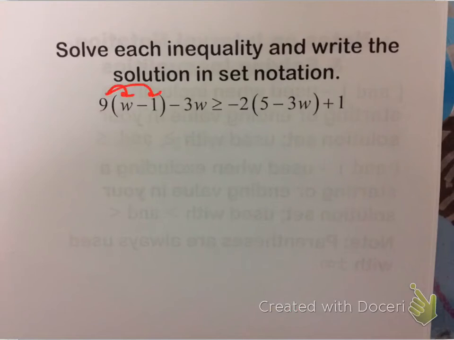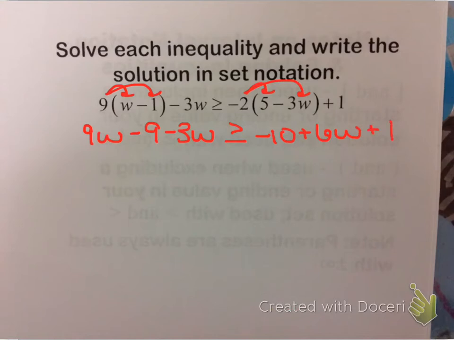So I distribute and get 9w minus 9. And then I distribute over here and get negative 10 plus 6w. And then I combine my like terms, and I get 6w minus 9. And this time, when I start trying to move stuff from side to side and adding and subtracting stuff, I end up with this.